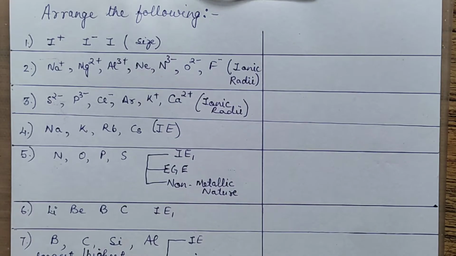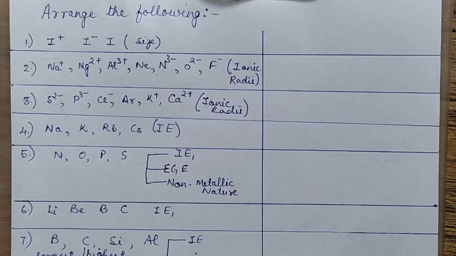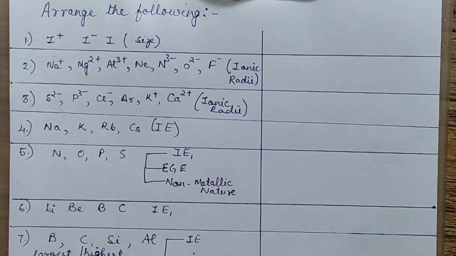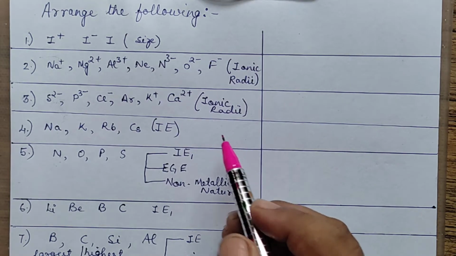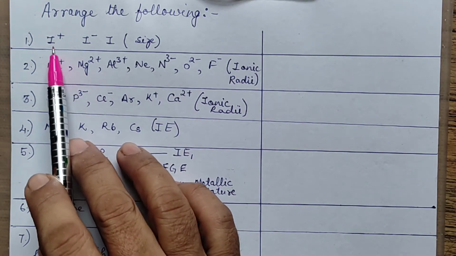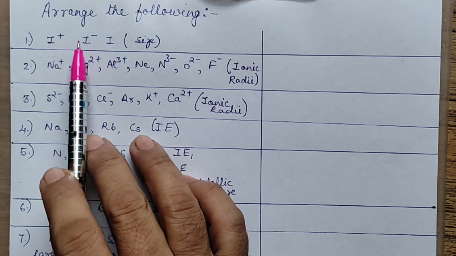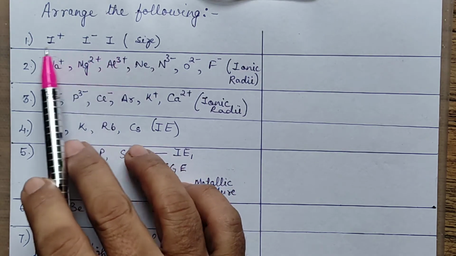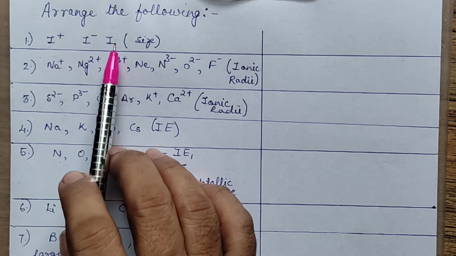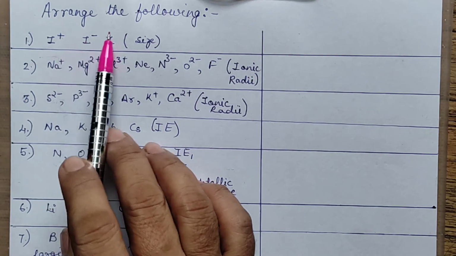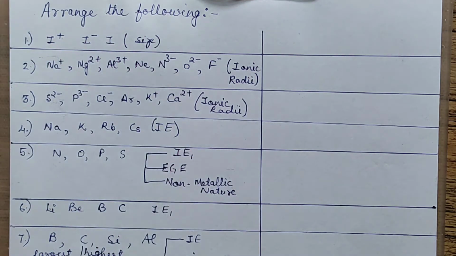Good morning, children. In this video, we will be discussing how to arrange the following on the basis of the different properties indicated, based on periodic classification and its different periodic properties. So the first question is, these species are given: I plus, I minus and I. These are all of iodine, same atom. Electron is lost, electron is added. On the basis of the size, if we are asked to arrange.